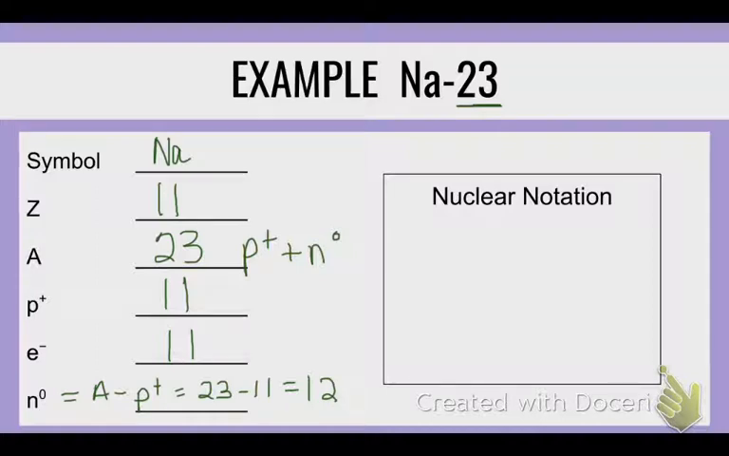Now, nuclear notation is another way that we can write isotopes of an element or an atom. And what we would do is we would write the symbol. So in this case, my symbol is Na.